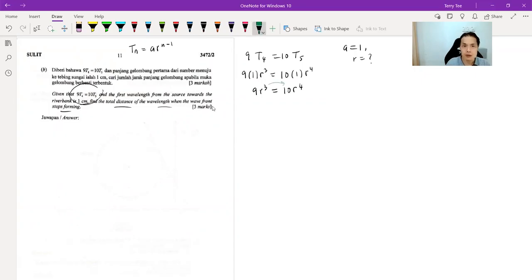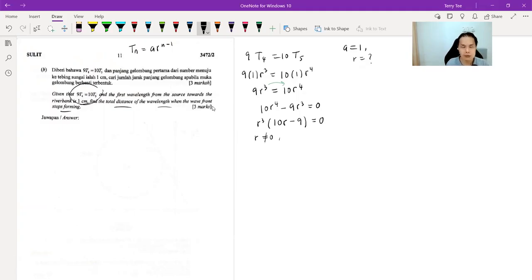Let's bring this over to the right. So we have 10R power 4 minus 9R power 3, and the result equals 0. Now we can take out a common factor. I can take out R power 3. That will be 10R here, since taking out power 3 from power 4 leaves power 1, and I'm left with 9 here. Your R cannot be 0.